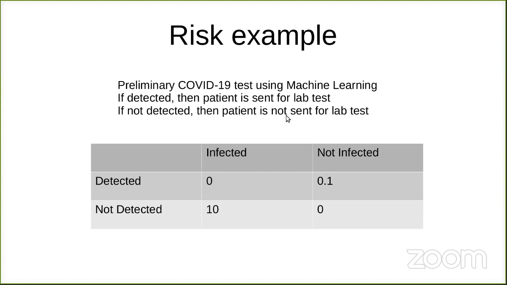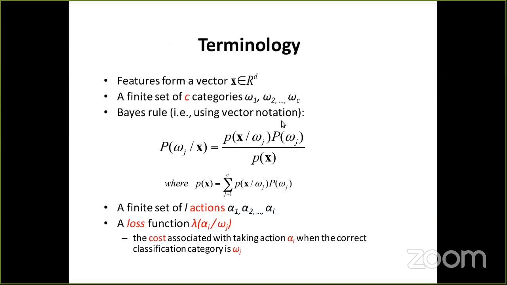I am just not able to get clarity between risk and loss. If you could please explain once. For this purpose, I think these are interchangeable. Risk and loss are interchangeable. So can I simply say that risk is the misclassification error?